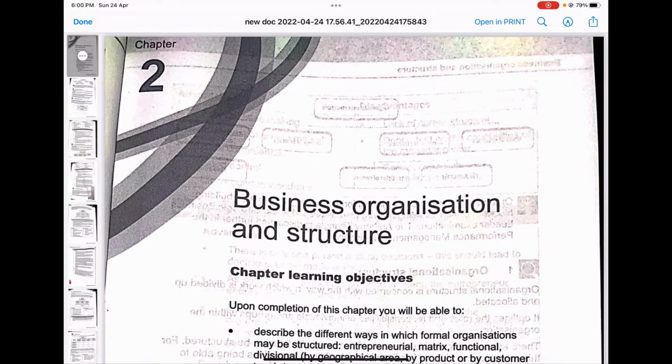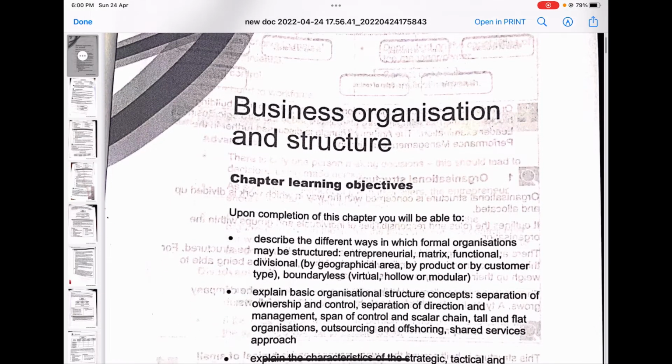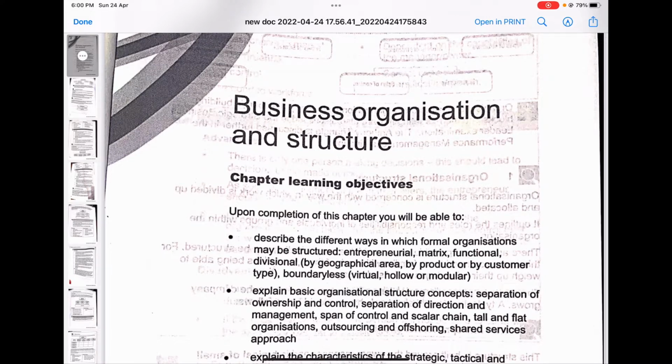Hello everybody, today we'll be doing chapter 2 of Business and Technology ACCA F1, Business Organization and Structure.